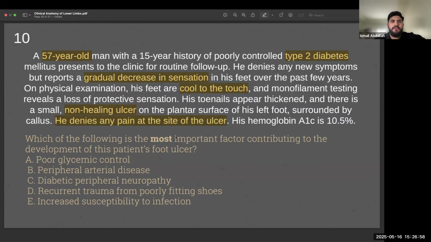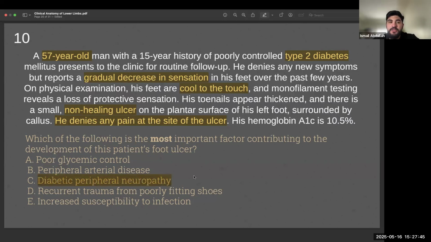Which of the following is the most important factor contributing to the development of this patient's foot ulcer? What do you think? I think high glucose. We took this maybe last block or the block before. It forms compounds with proteins. I think they're called AGEs, and they basically cause neuropathy and other problems. They can cause ulcers. He has neuropathy, that's why he can't feel the ulcer. And at the same time, the advanced glycation end products from the glucose cause the ulcer. Perfect. You just summarized it all. So the answer would be diabetic peripheral neuropathy.